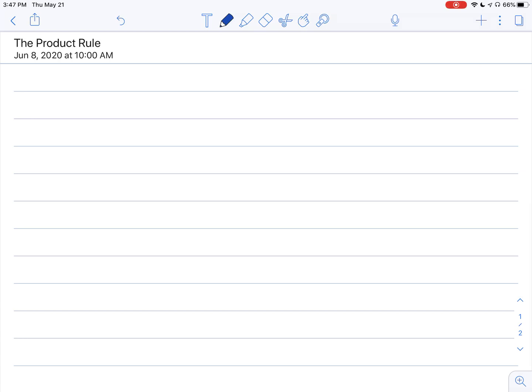Today we'll be looking at another way to take the derivative of a function, and it's going to be using something called the product rule. So let me go ahead and tell you what the product rule is, and then we'll look at a couple examples.